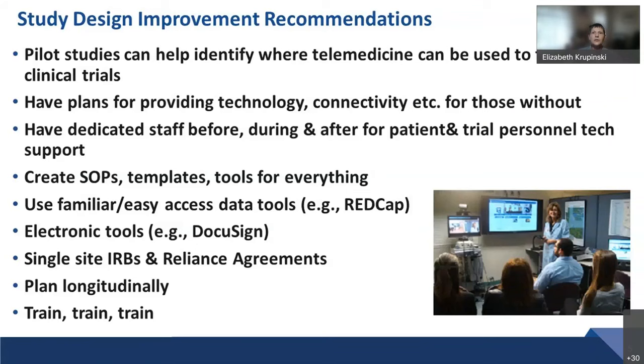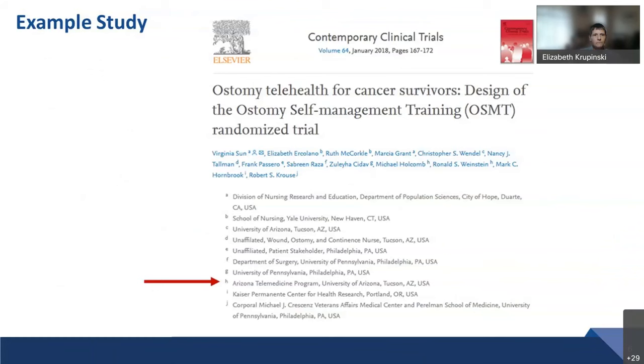And again, plan longitudinally. You've got to think about a study and the implications that go on in time. And train, train, train. And I don't mean choo-choo trains here. I mean train everybody associated with your trial, whether it's the study coordinators, the PIs, the technologists who are going to be involved. Everybody has to be trained and trained well in order to make things go well. And again, especially when you're involving rural sites in clinical trials, especially with cancer care, because they haven't done this before. Next slide.